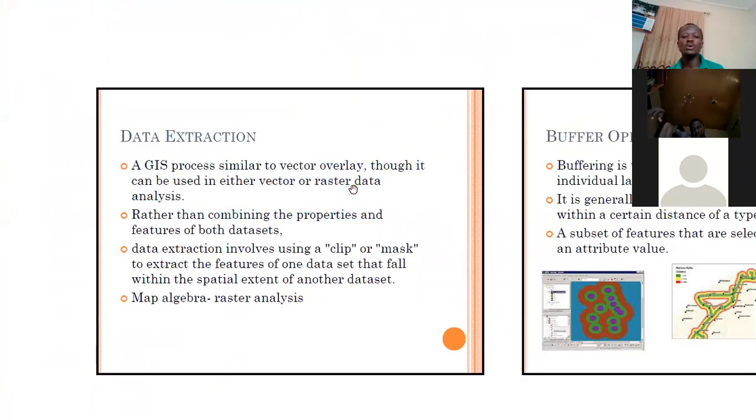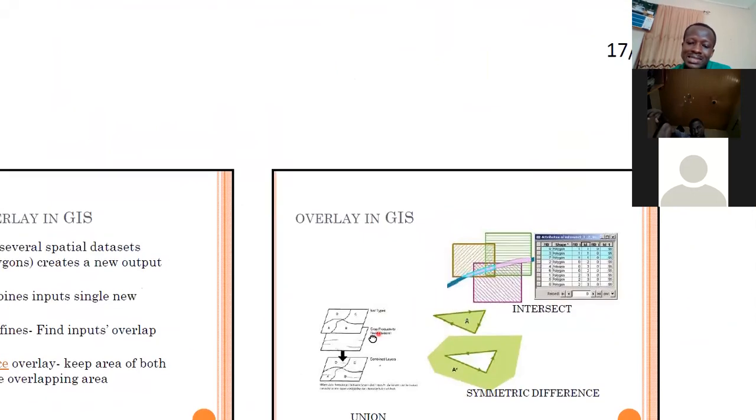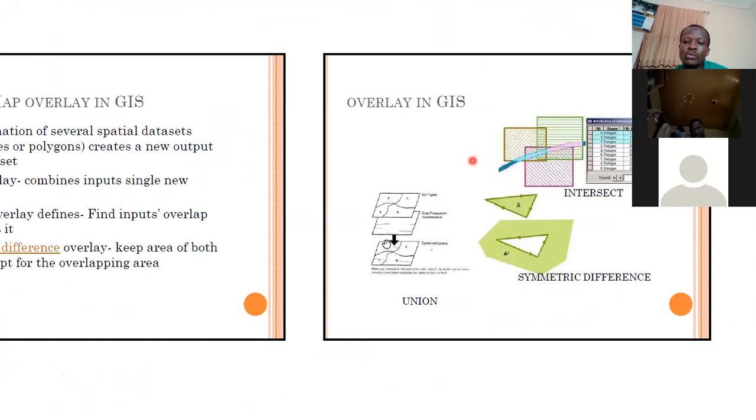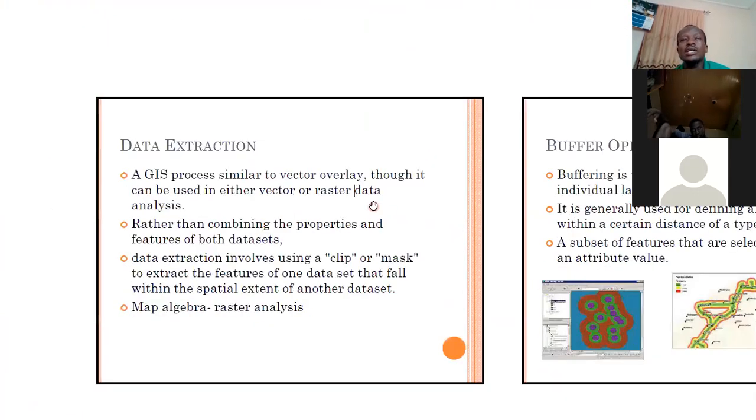One of the things that we can do with overlay is data extraction. Are you okay? So as you can see, we have a large data set and we want to cut part of it. If you have, say, all the road layers in Ghana, you can cut it with the Greater Accra regional boundary. That becomes extracting data. It's like a cookie cutter. We can cut some part of the data, or clip part of the data, or mask part of the data using the concept of layers.